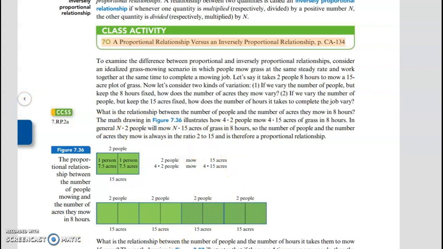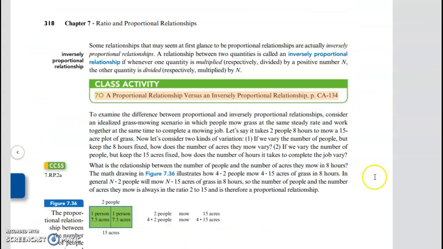So, inversely proportional relationships, hold on, sorry, that's going to jump a little bit for you. Inversely proportional, right? One quantity is multiplied, and the other quantity is divided. So, as one goes up, the other one goes down. So, as the number of miles you drive goes up, the amount of gas in your gas tank goes down. Those things vary inversely to one another. One goes up, the other one goes down.